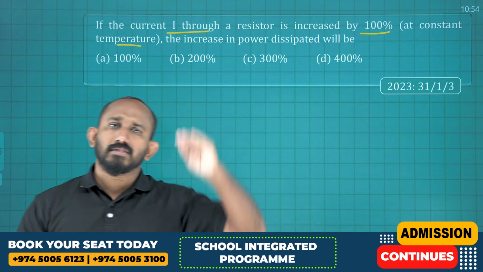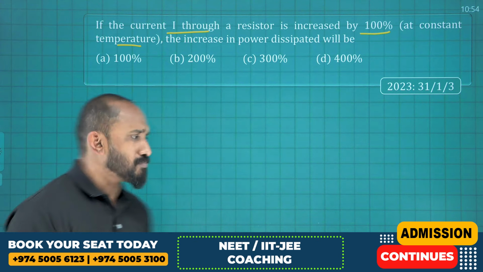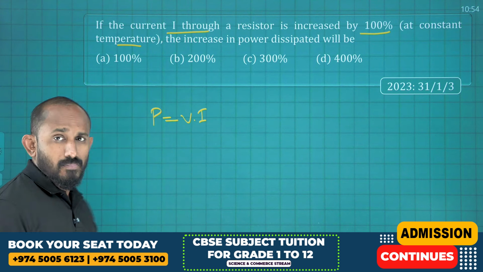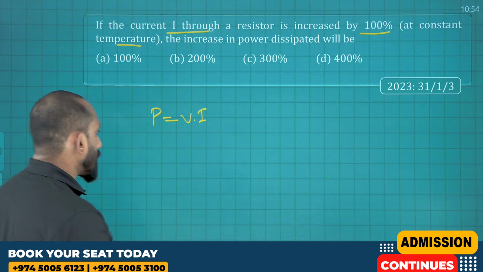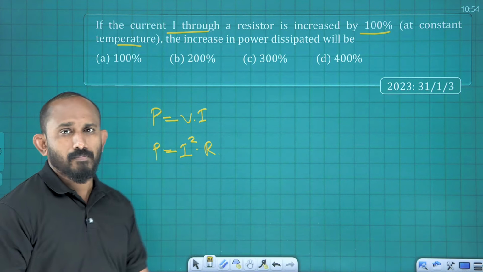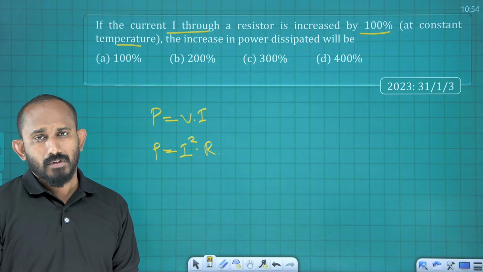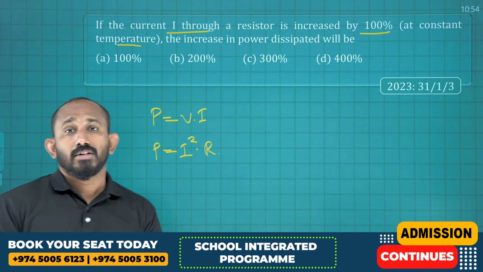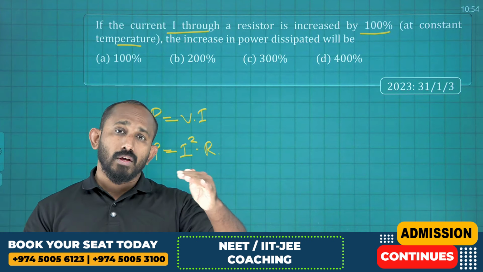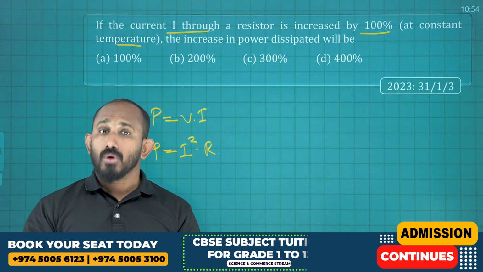So how much can the power be? For power we have different equations. The most basic equation of power P is V into I. Or it can be P is equal to I square times R. So if temperature is kept constant, then the resistance of the circuit will remain constant. Then if you increase the current, it happens by changing the voltage.